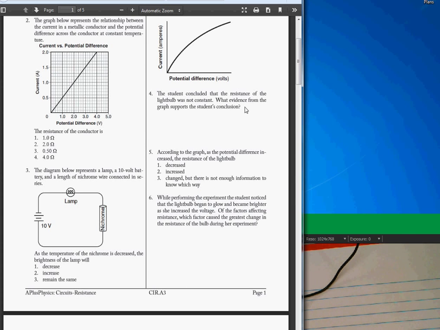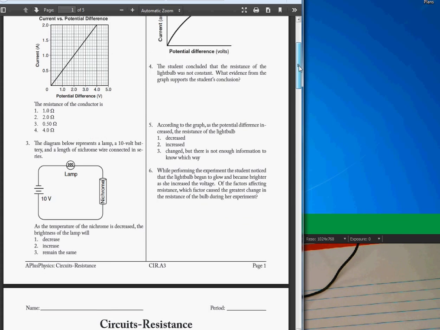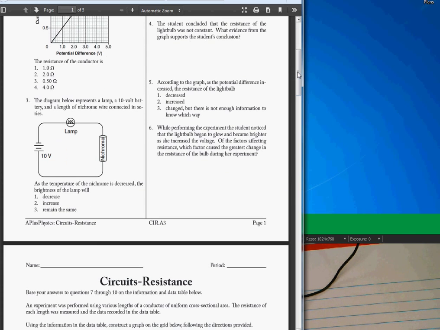So we're going to talk about resistance. The first thing we're going to talk about is question number 3. The diagram represents a 10-volt battery, a length of nichrome wire, which has a very low resistance, in a series circuit. As the temperature of the nichrome is decreased, the brightness of the lamp will... If the nichrome temperature is decreased, that means you're slowing down the kinetic energy, which means even the electrical current going through the resistor is going to slow down as well. So that means your lamp is going to decrease in its brightness.